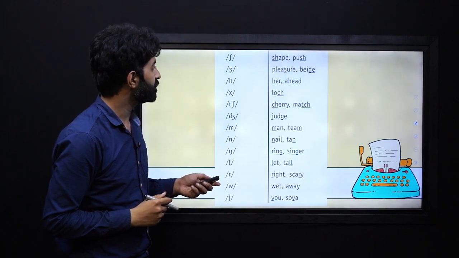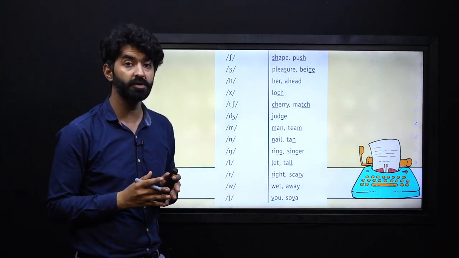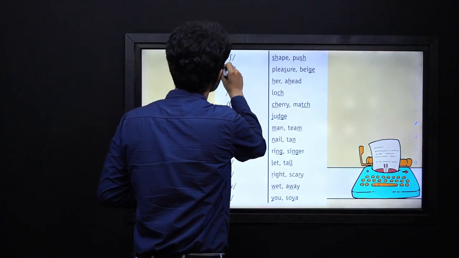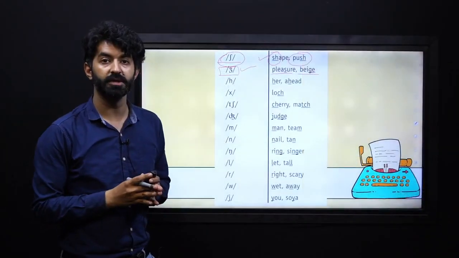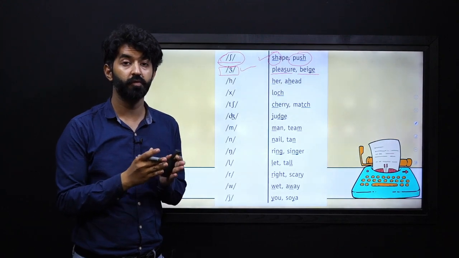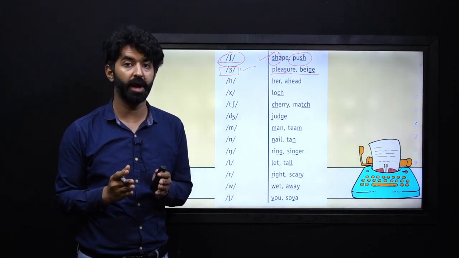Now let's see, we have some other sounds. This is the pronunciation key representation of the sound sh, as in shape or push. This sign indicates the sound of j, as in pleasure or beige. We have all the other consonant sound keys with their examples. You can read them by yourself.